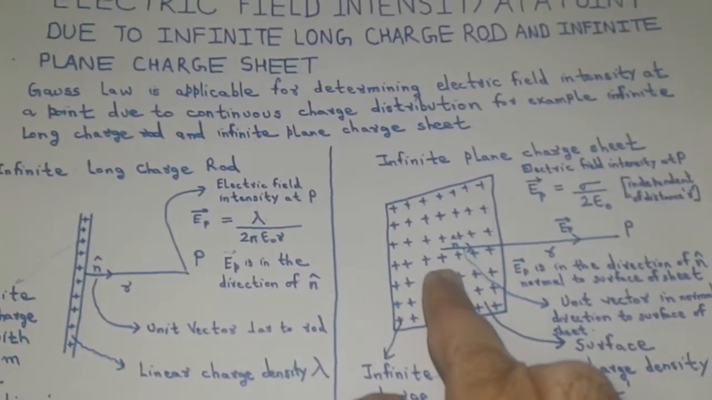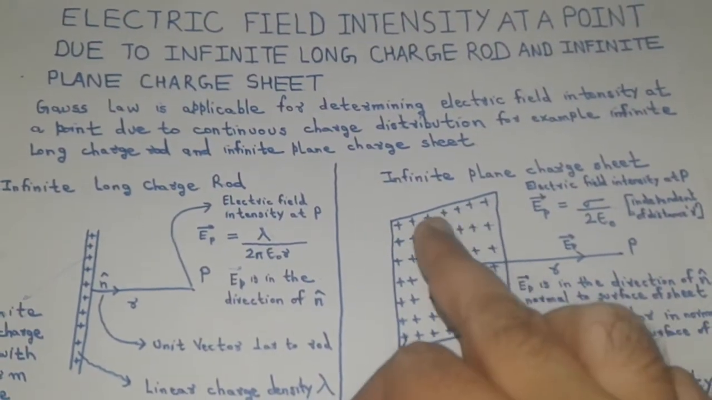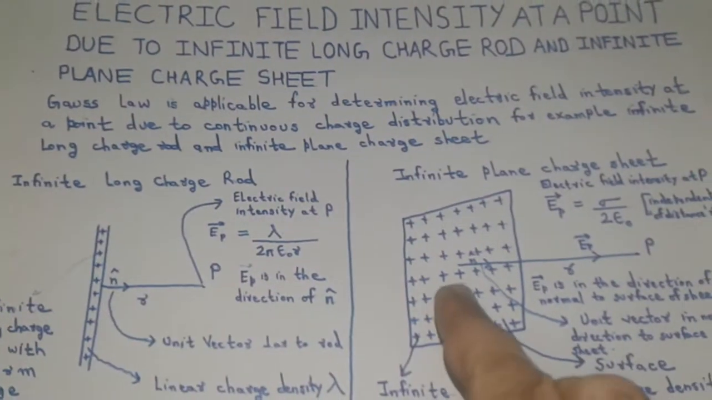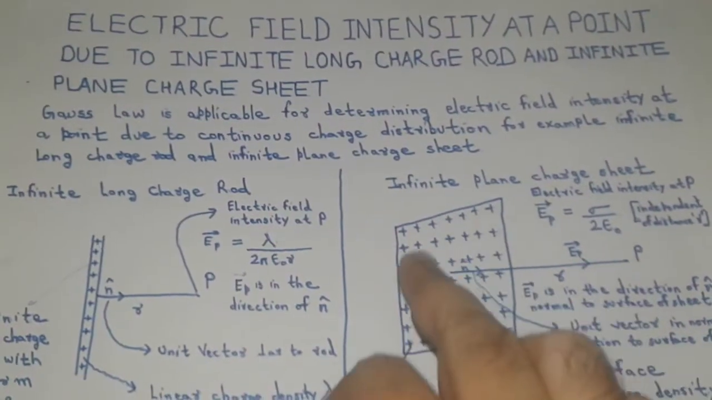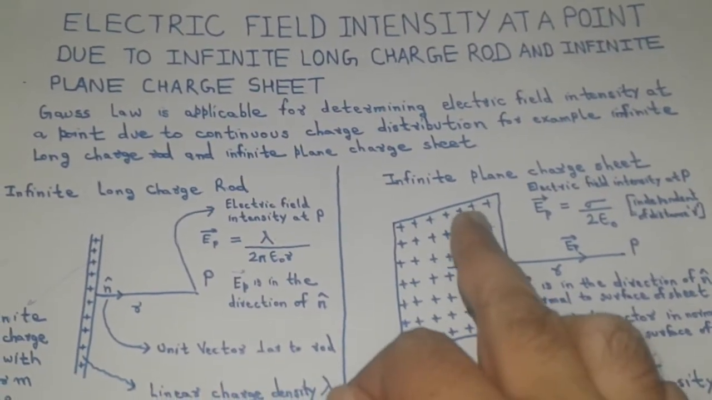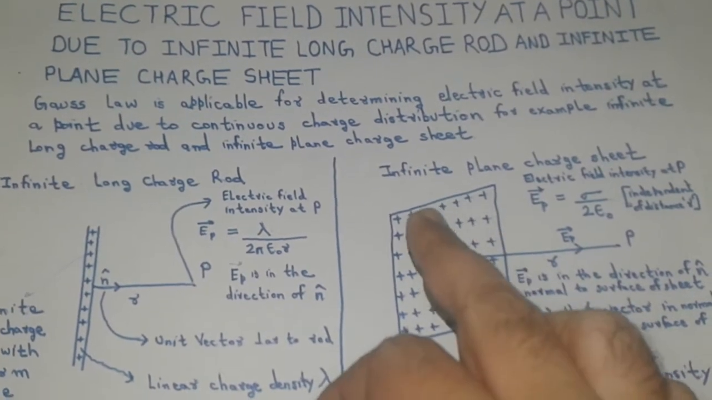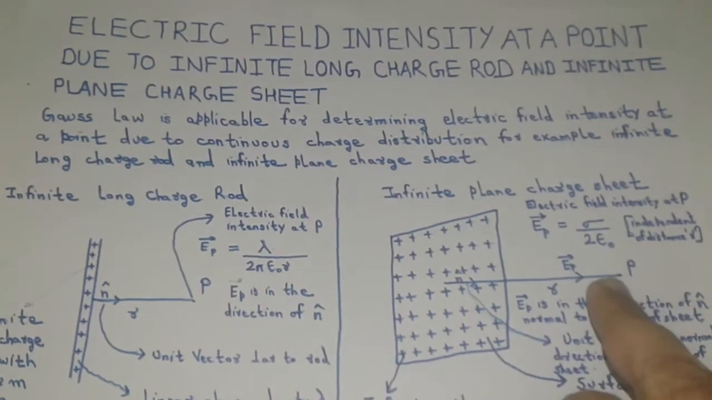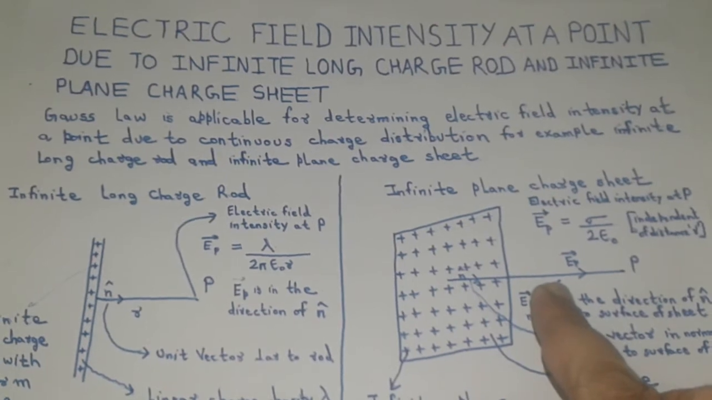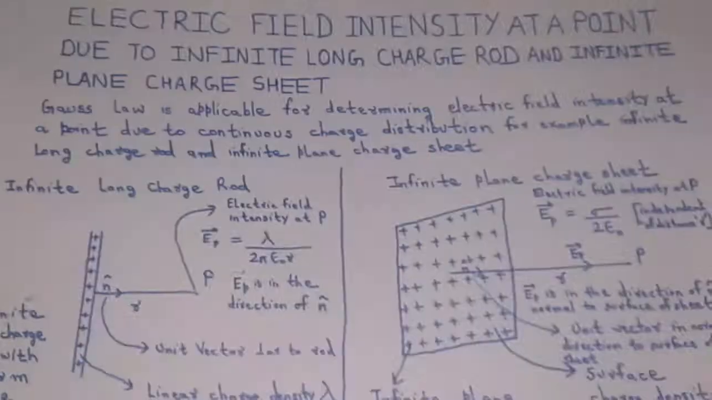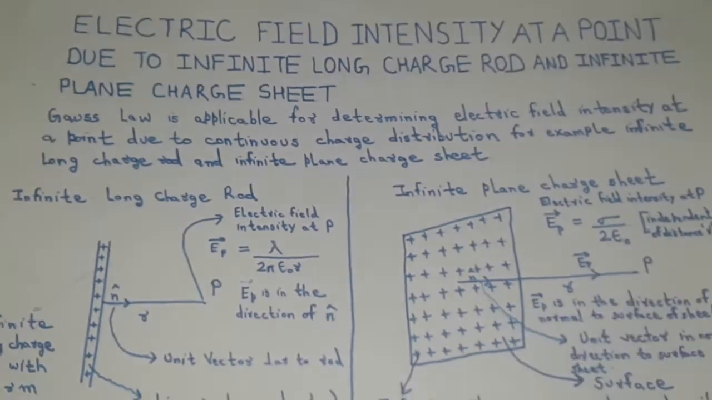Let us consider an infinite plane charge sheet with uniform positive charge distribution. Let sigma be the surface charge density of the sheet. So sigma represents the magnitude of charge present on unit area of the charge sheet. The electric field intensity at point P, which is at a distance r from the infinite plane charge sheet, is given by EP equal to sigma upon 2 epsilon naught.